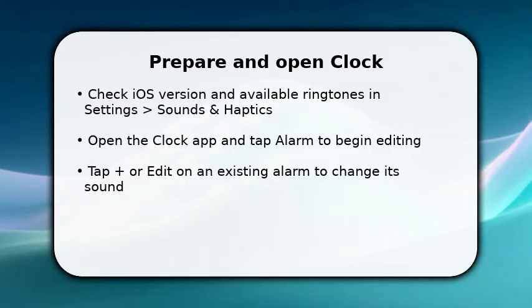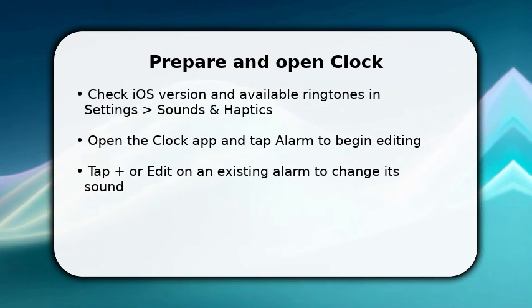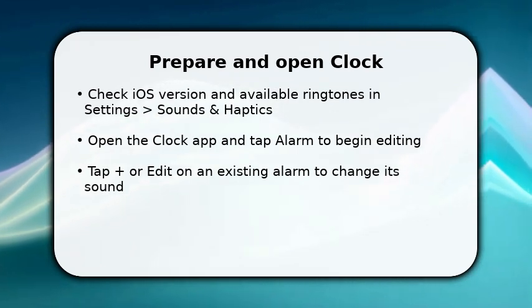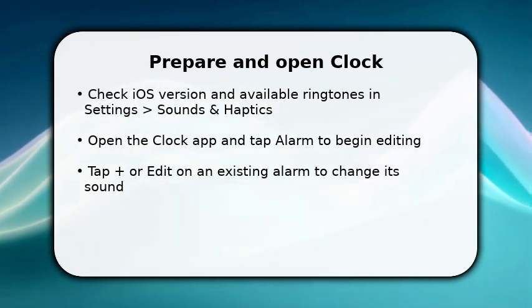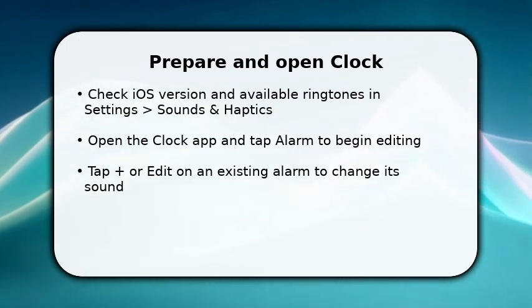You start by confirming your iPhone has local ringtones available. Go to Settings, Sounds and Haptics to scan them quickly. Once done, open the Clock app and tap Alarm to view existing alarms. Tap the plus to create an alarm, or edit an alarm you want to modify.